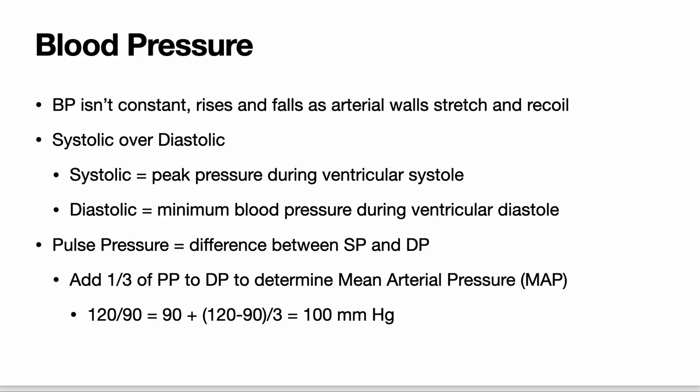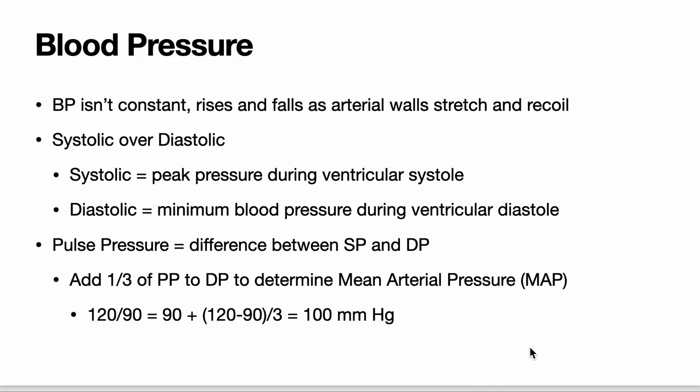Now, there are a few other things that we need to know about when it comes to blood pressure. There is something called pulse pressure, and that's just the difference between systolic pressure and diastolic pressure. So to calculate pulse pressure, you literally take the difference between them. If you have 120 for systolic and 90 for diastolic, the difference between them is 30. So the pulse pressure is 30. That's pretty easy.